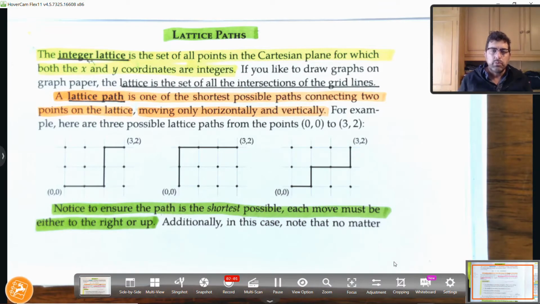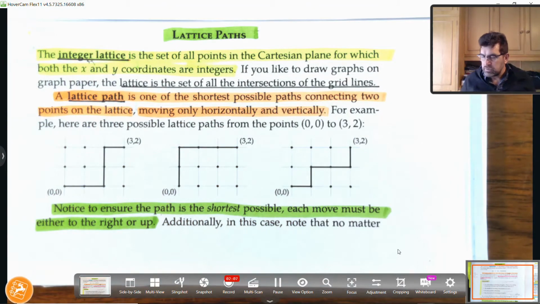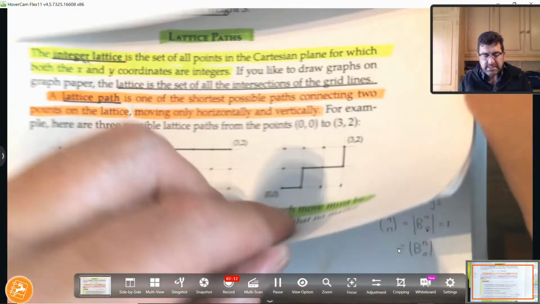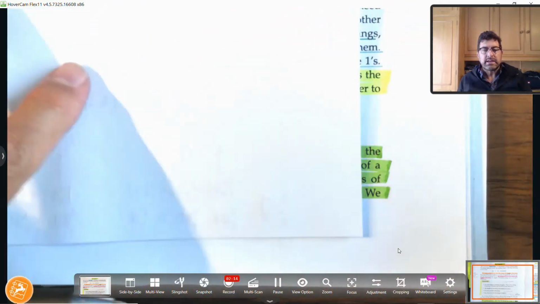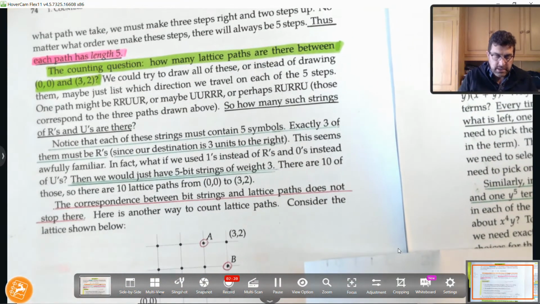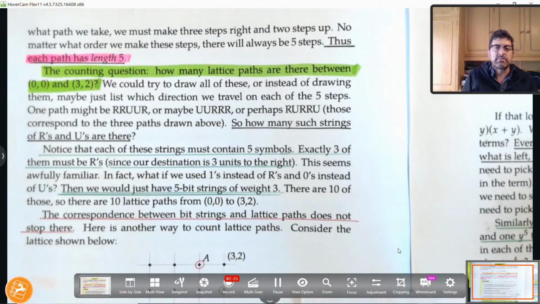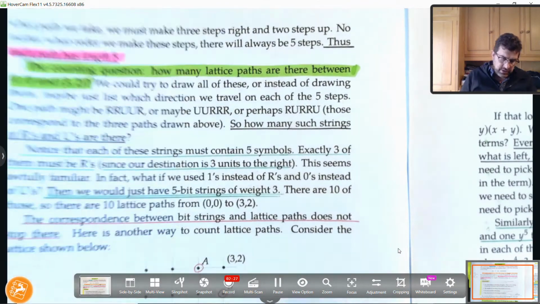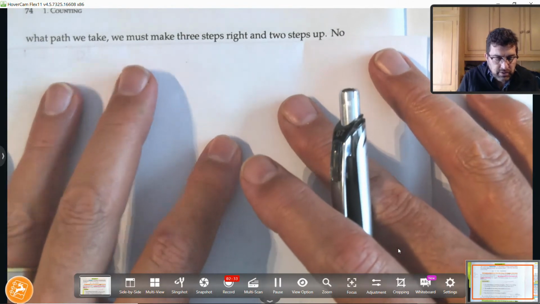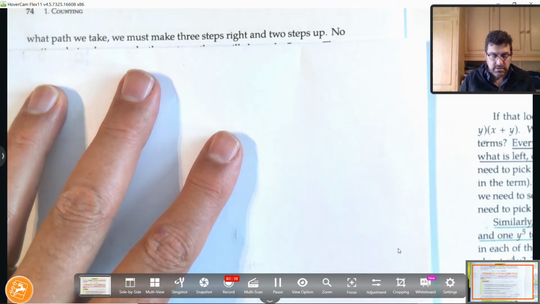You can only move up units, or you can move to the right with the unit. So let us see exactly what it is that we are looking at when we look at the lattice paths. Okay, so let me just get that ready for us. There we go. So the last bit here asks, additionally in this case, note that no matter what path you take, you must take 3 steps to the right and 2 steps up.